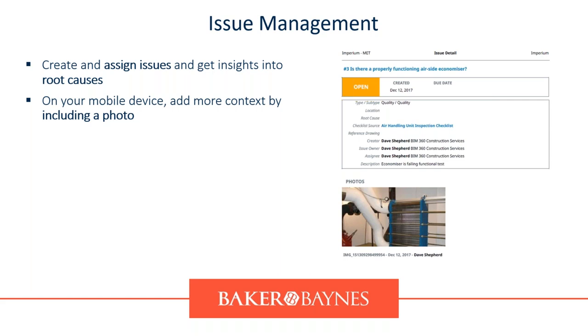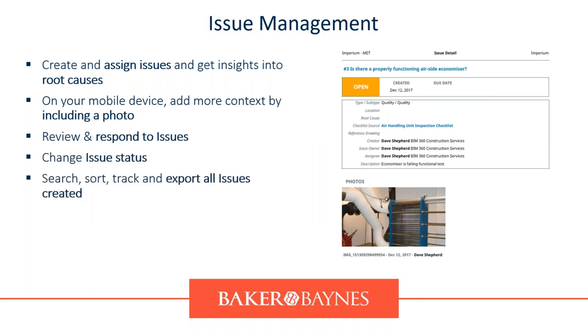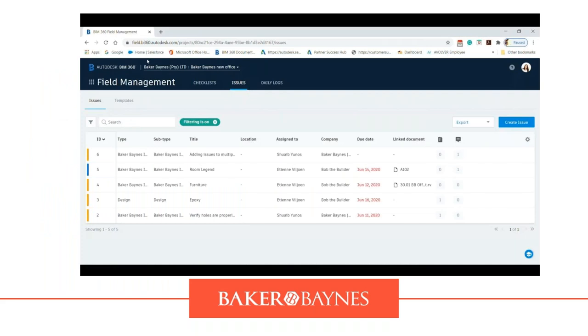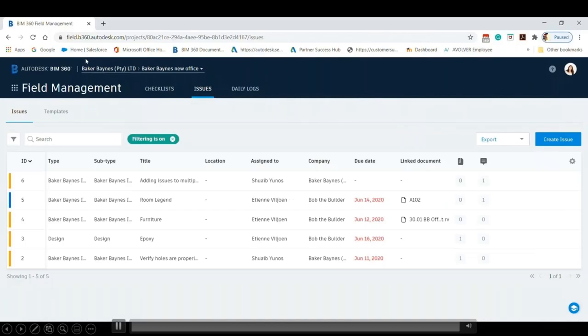On your mobile device, you can add a little bit more context by adding a photo so that people can get a visual of the issue that you are referring to. Respond to these issues. They also have different statuses. Export them, track them, report back on them, assign them to different team members, so either a team member or an individual or a role or a company. So let's have a look at the issues.